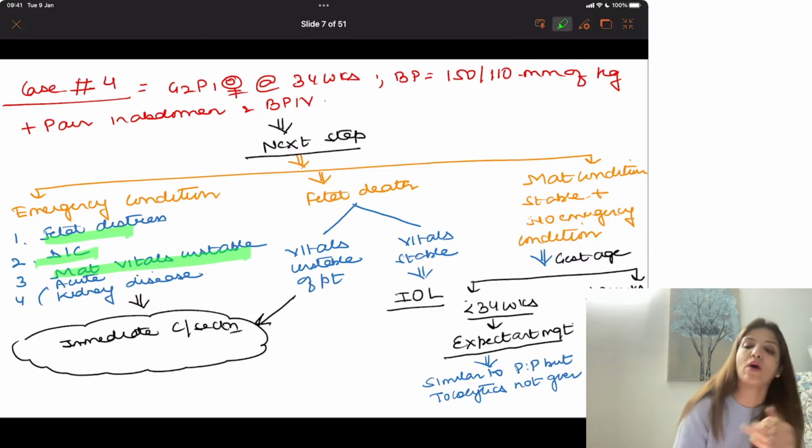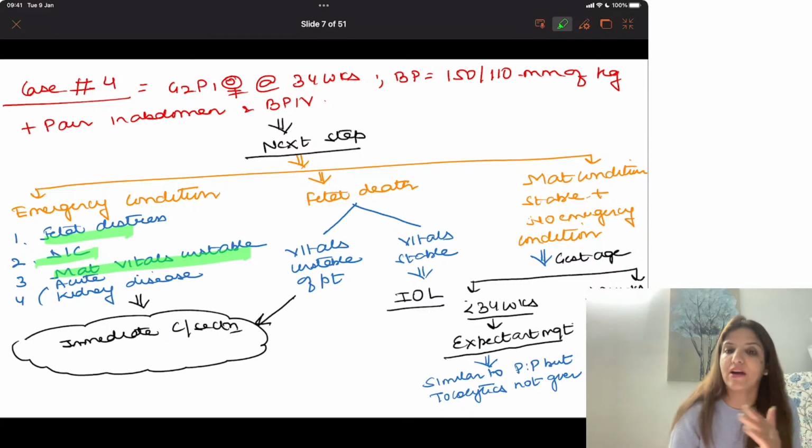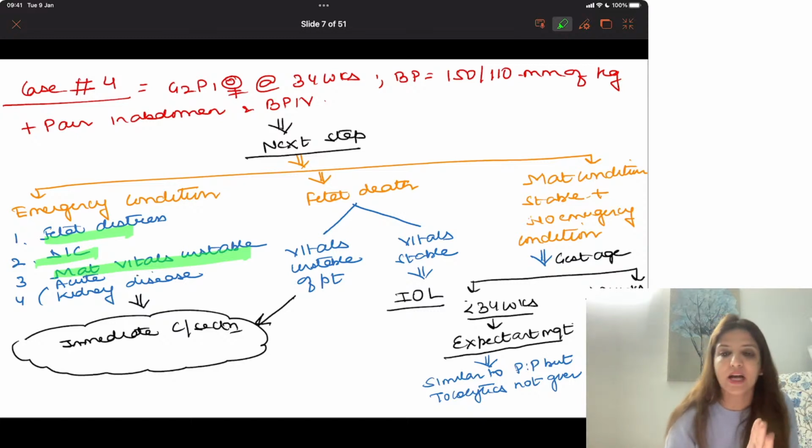In case of abruptio, as I told you previously, if they mention fetal death has happened, then you have to see whether the vitals of the patient are unstable or stable. If vitals of the patient are unstable, go for cesarean section if fetal death has happened. If vitals are stable and fetal death has happened, go for induction of labor.